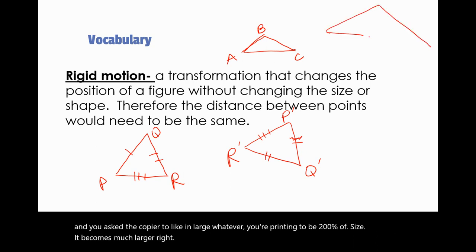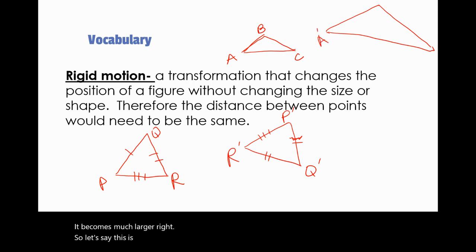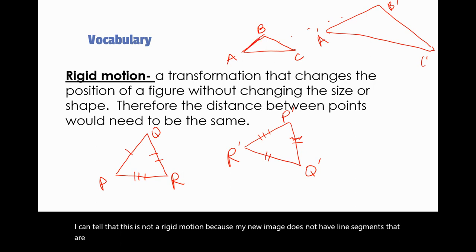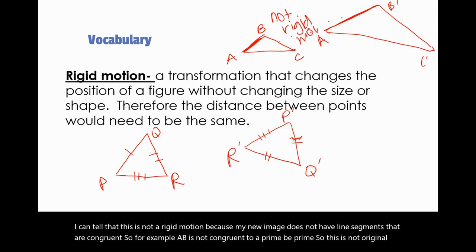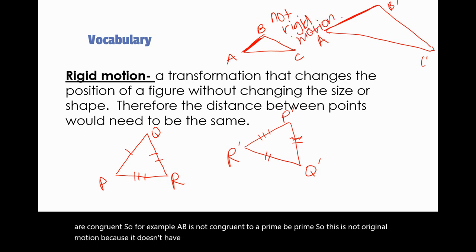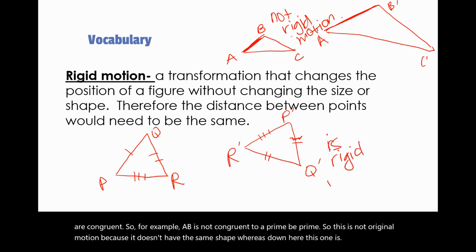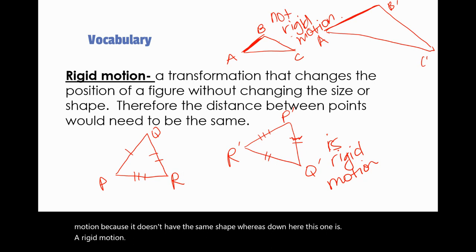So let's say this is my image. I can tell that this is not a rigid motion because my new image does not have line segments that are congruent. So for example, AB is not congruent to A prime B prime. So this is not a rigid motion because it doesn't have the same shape. Whereas down here, this one is a rigid motion. Okay?